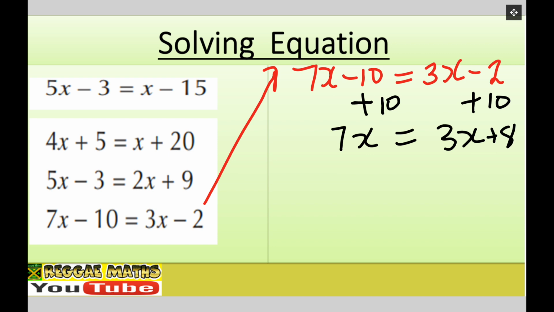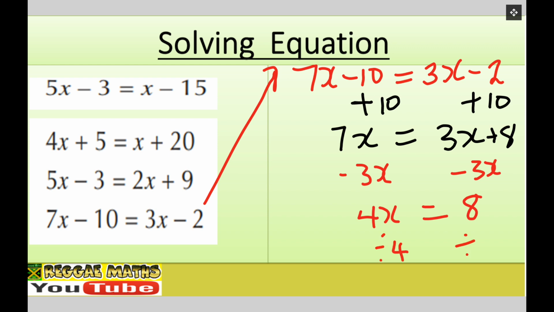Next step, what I'm going to do, I'm going to take 3x from both sides. So I end up with 4x equals to 8. The next step, divide by 4. So x equals to 2.